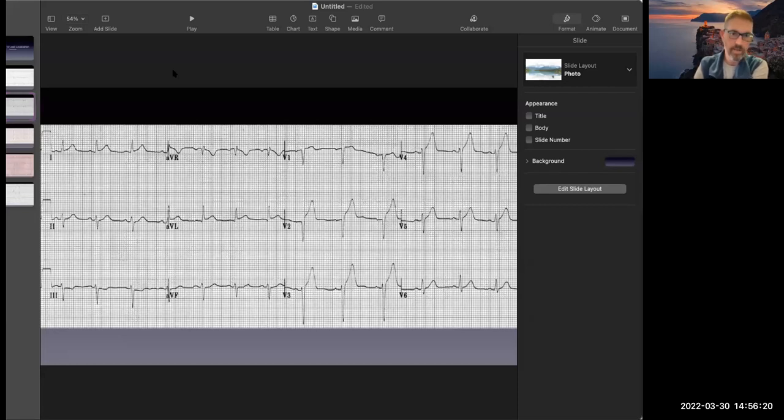All right, here is the second ECG. I'll give you all a couple minutes to take a look at it and interpret it. Type the interpretation into Padlet preferably, and if not, go ahead and type into chat, and we'll see what people think of this one.